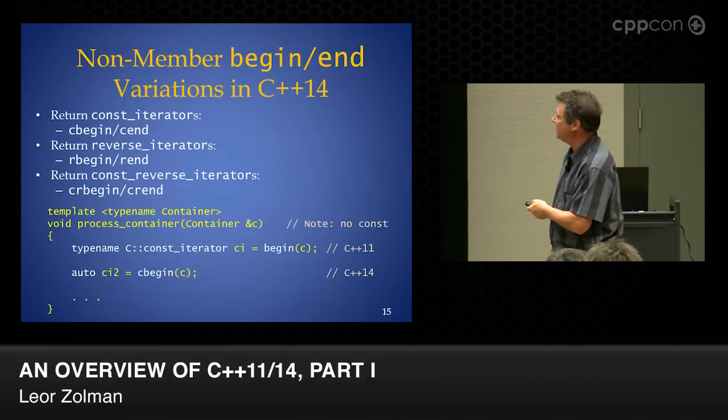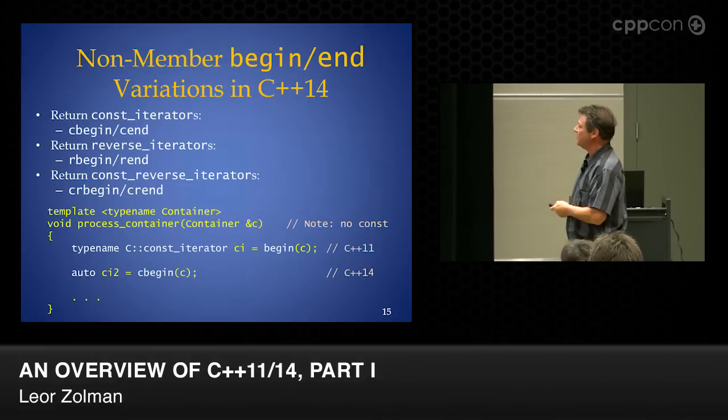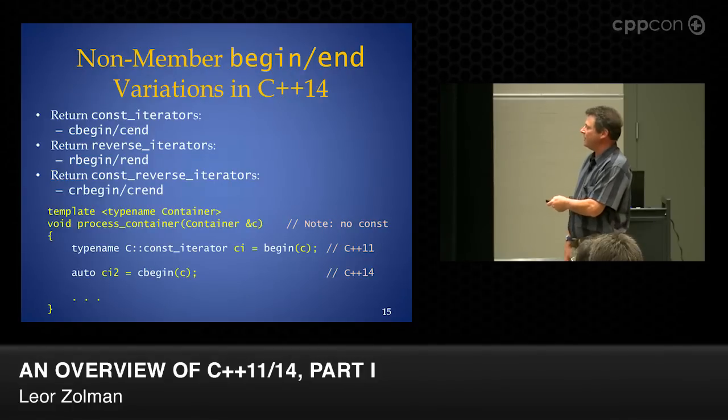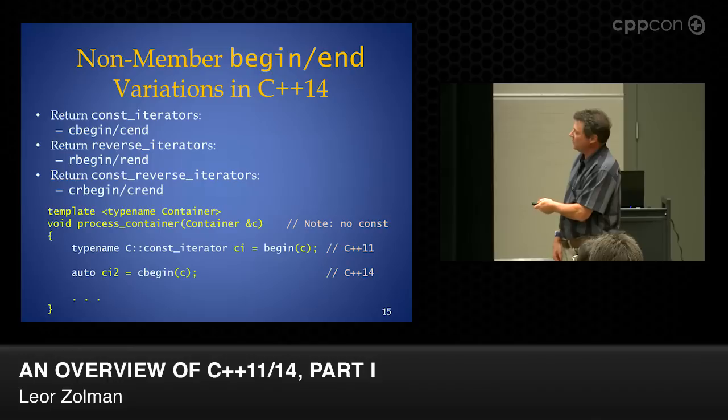So in C++11, oh, this is a C++14 feature, sorry. So these were added for 14, actually. So in 11, if you have a container that is not a const container, and you wanted to get a const iterator for it, you would have to actually declare it explicitly, and then the appropriate conversion would happen. In C++14, you just say cbegin, and it knows you want a const iterator. So it saves you from all that typing and having to put the type name in. So yeah, this is a 14 only feature.